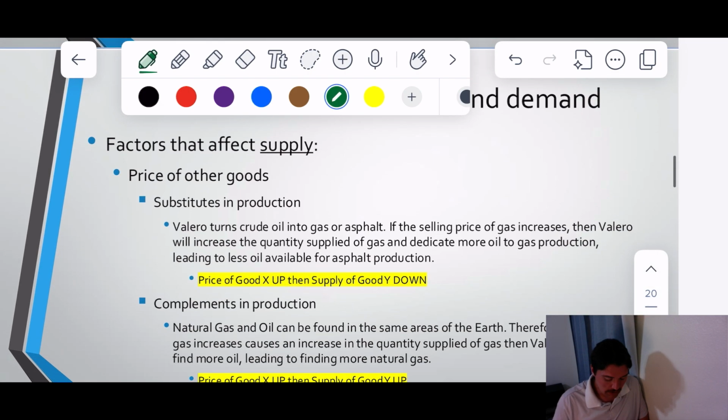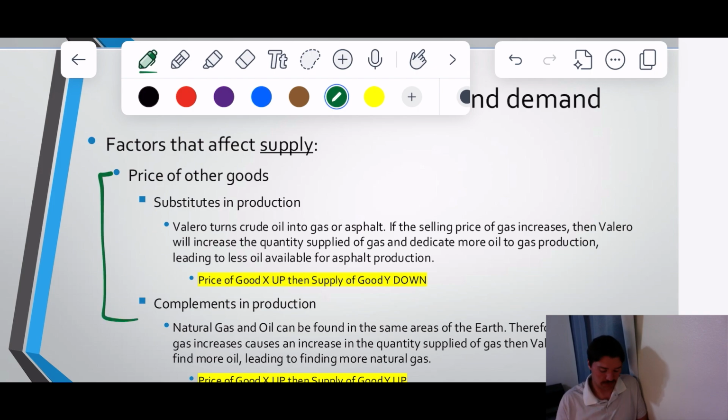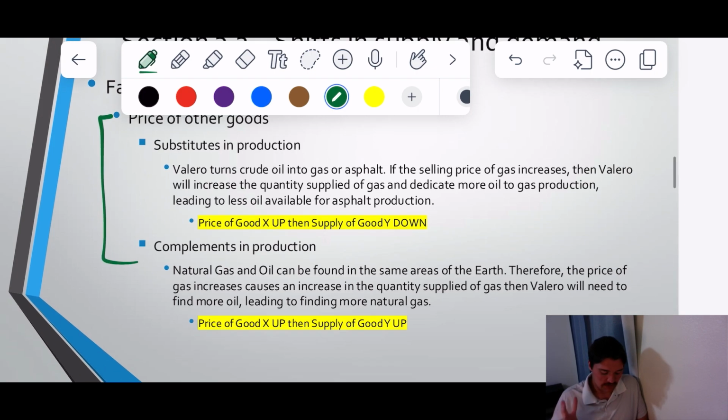Okay. Other things that affect supply are the price of other goods. This one's interesting. We have two types: substitutes in production and complements in production. Here's how substitutes in production work. Valero turns crude oil into gas or asphalt. Those are two things that they do.